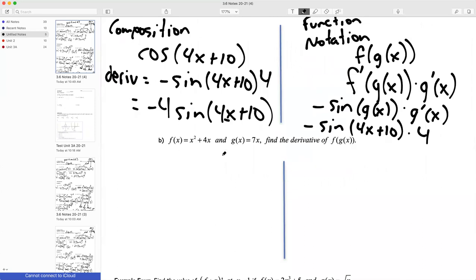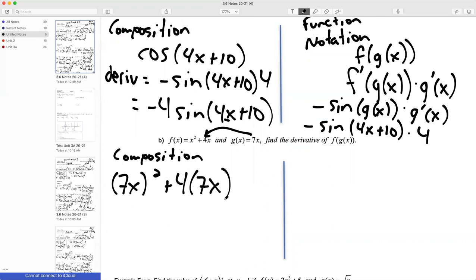Okay, so again, let's do it 2 ways. Let's go composition, which means I'm going to take the 7x and substitute it in for the variable. So 7x squared plus 4 times 7x.